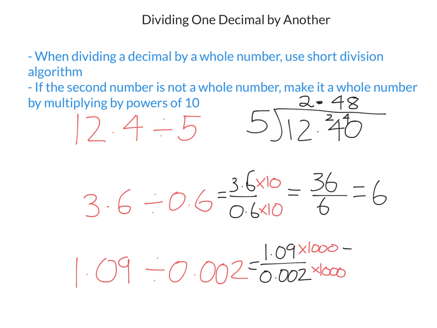So I need to move the decimal point 3 spots to the right on the top as well. So on the top, I'm actually going to get 1,090. If I move the decimal point 3 spots, I'm going to run out of numbers, so I need to write a 0 here and move it 1, 2, 3 spots. If I move the decimal point 3 spots to the right on the bottom, I just get 2. So this is just equal to 1,090 divided by 2, which I'm sure you know how to do. It's just 545, and then we're done.